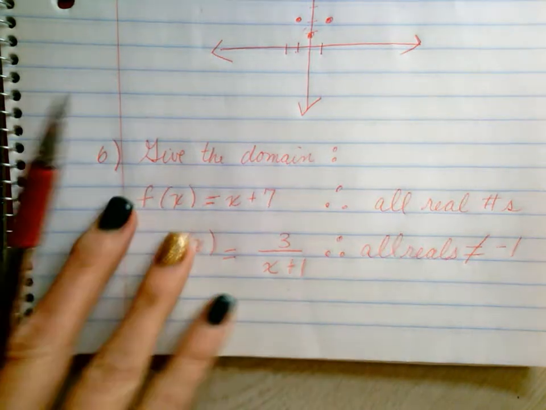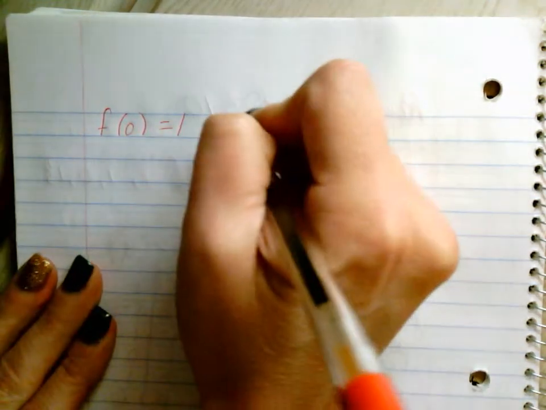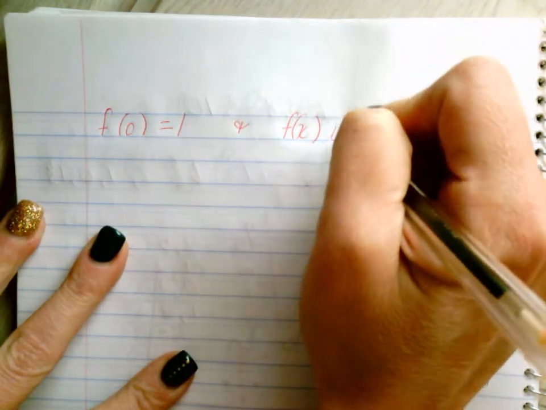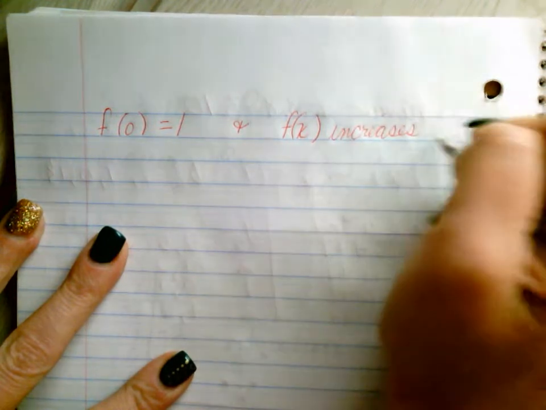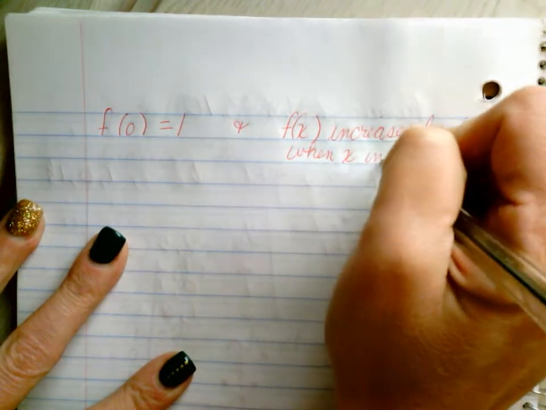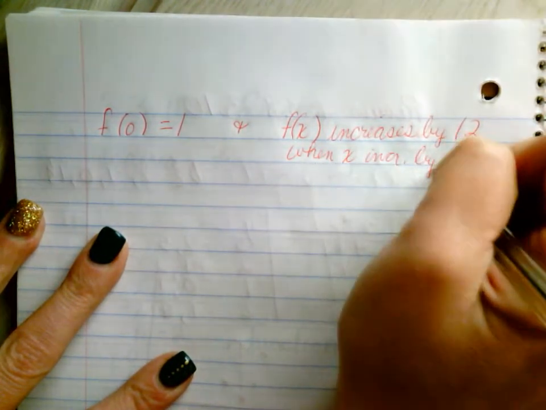The next section, a few of you kind of hit and missed here. So again, you probably didn't miss all of these, but you might have missed some. This question is, find an equation of the linear function using the given information. So find an equation. If they tell me the f value at 0 is 1, and they tell me the output increases by 12 when x increases by 3.